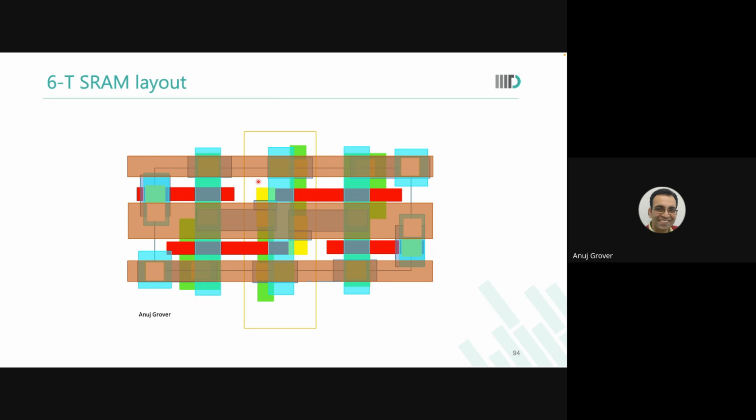But the answer to your question is that we need to do this so that we are able to reduce leakage, reduce mismatch, and also not increase area. So that is why we do the DRC violations.